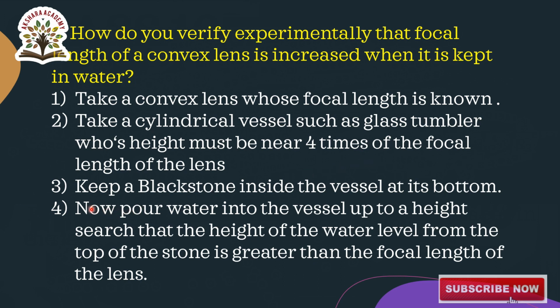Now third point, keep a black stone inside the vessel at its bottom. Now we have to take a stone and insert it in the cylindrical vessel. Now pour water into the vessel up to a height such that the height of the water level from the top of the stone is greater than the focal length of the lens.